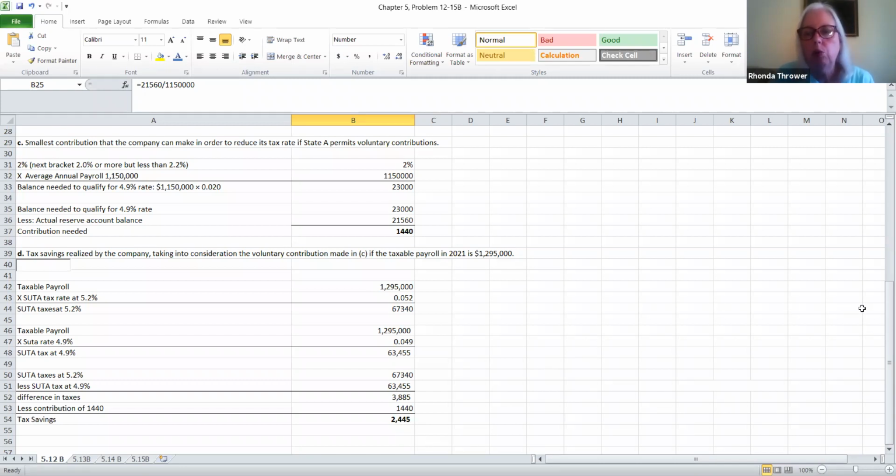So this is showing you that you can manipulate the amount of the tax rate that the company has to pay if they're willing to make voluntary contributions ahead of time to the state unemployment tax fund. Then they will get a lower tax rate, and it could amount to saving them money.